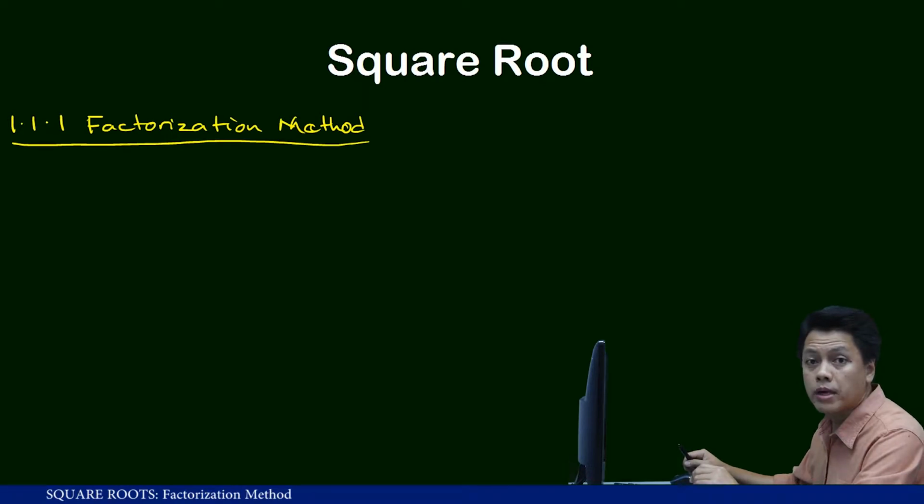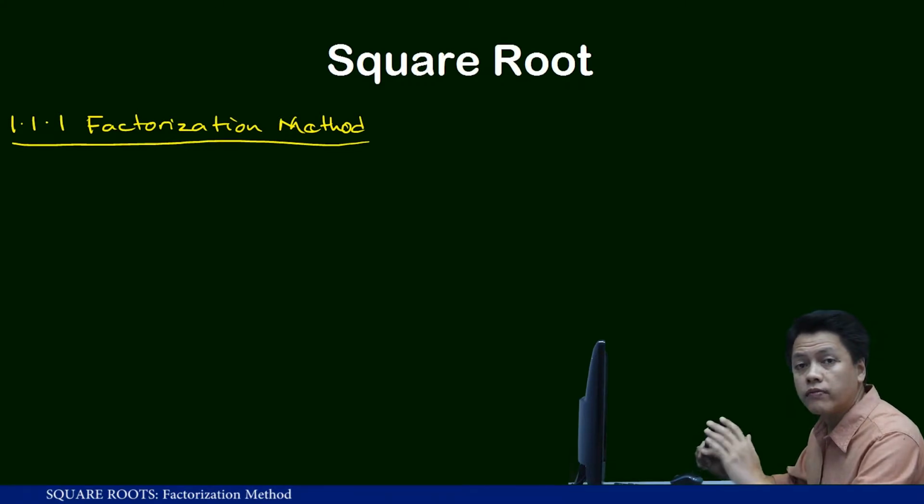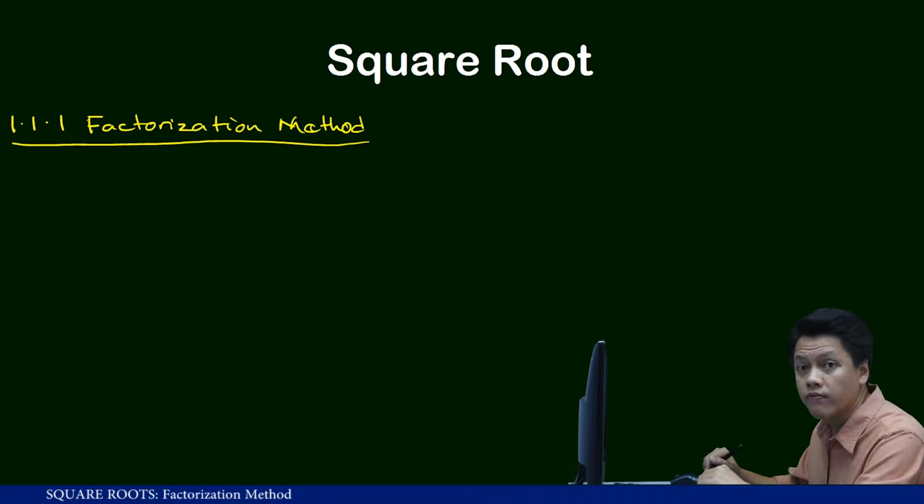Before we go into the main lesson, let's go through a recap first. This is something that you have already learned in your previous classes. That is, if you want to find out the square root of a perfect square number, we would construct that number into a product of two integers of the same value.